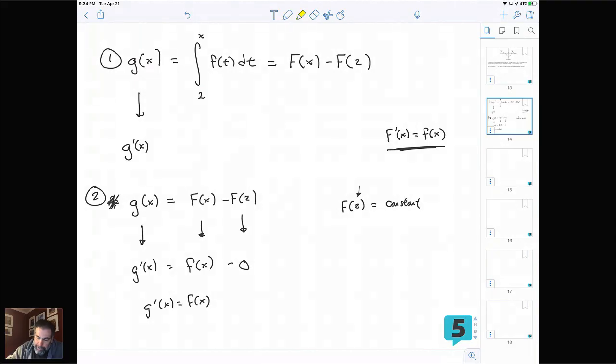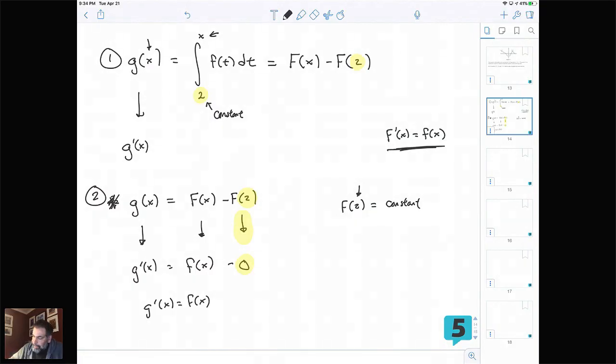It always works this way when I've got an integral defined function if this bottom bound is a constant, because that guy always goes here in the fundamental theorem, which means it always goes here, which means it always gets a derivative of 0. So as long as that's a constant, it doesn't have to be 2, it's going to work the same way. And this guy up here has to be our independent variable x. It has to match this guy.